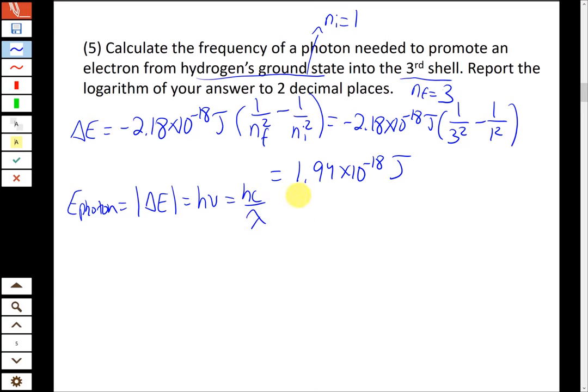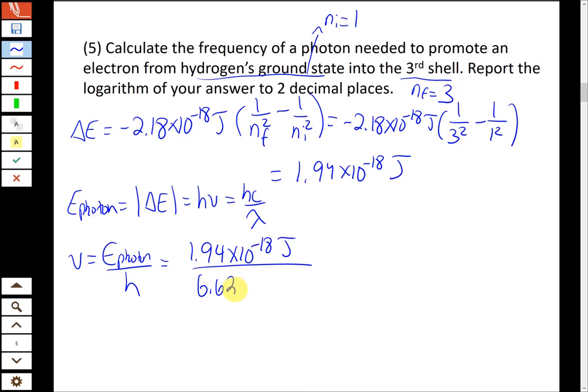So we have the energy of our photon is here, and we're going to just solve for frequency, which is just going to be the energy of the photon divided by h. So here's our delta E, that's equal to the energy of the photon as well, or its absolute value would be, and then we're just going to put that number in and divide by h to get frequency. All right, so that's the energy that we just calculated. h is the constant that's on your periodic table.